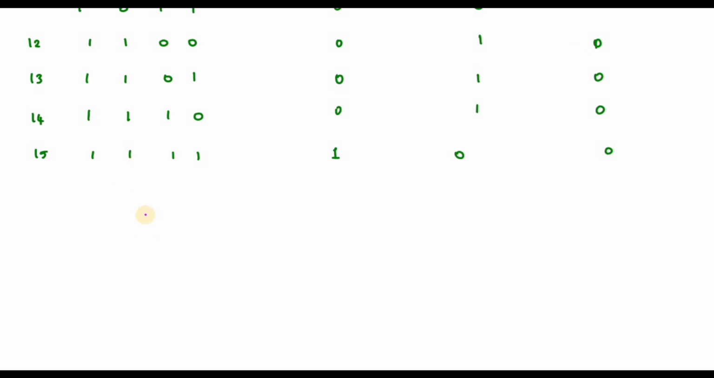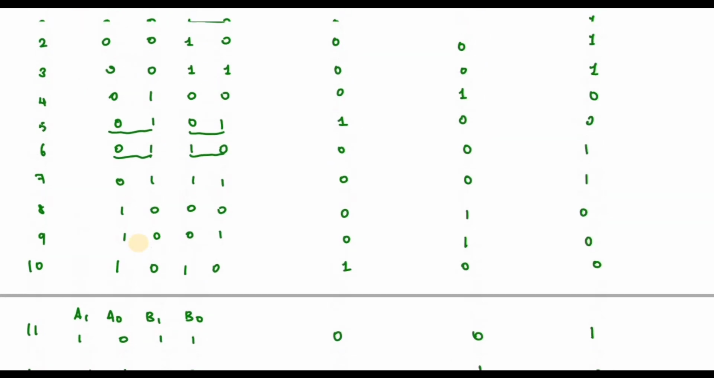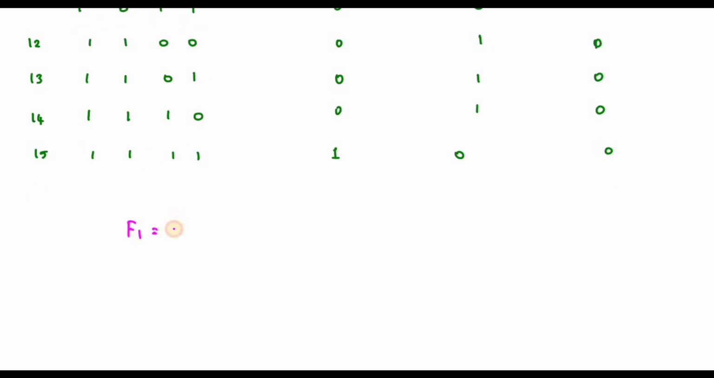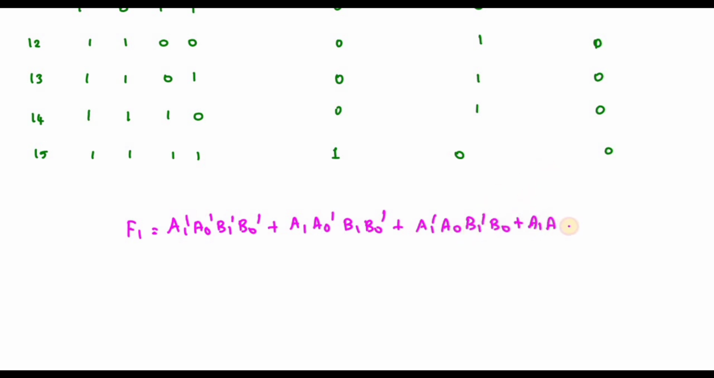So if we take F1, for what values is it 1? A1 A0, B1 B0 is 0 0 0 0, right? So I can write A1' A0', B1' B0'. In other words, this is 0 and this is also 0. Again I can write the B1 B0 part. So this is 1 0 and this is also 1 0. Again I can write A1 A0, B1 B0. This is 0 1, this is 0 1. Again I can write A1' A0, B1' B0.